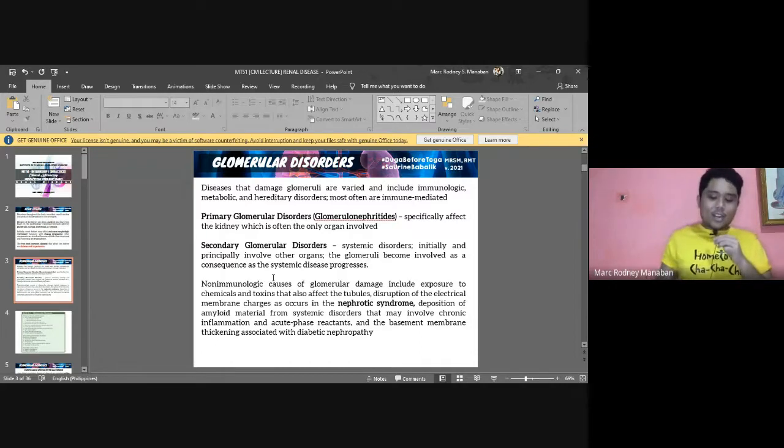All right? Okay. Now, non-immunologic causes, of course, can also damage your glomerulus, such as harmful chemicals and toxins that can affect your glomerulus and also the tubules, especially the tubules. Disruption of the electrical membrane charges, of course, which is seen in nephrotic syndrome. Deposition of amyloid material from systemic disorders may lead to inflammation. And of course, thickening of the basement membrane because of diabetic nephropathy, which is due to increased glucose concentration. All right, so those are the different causes of your glomerular disorders. But again, the most common is immune-mediated.